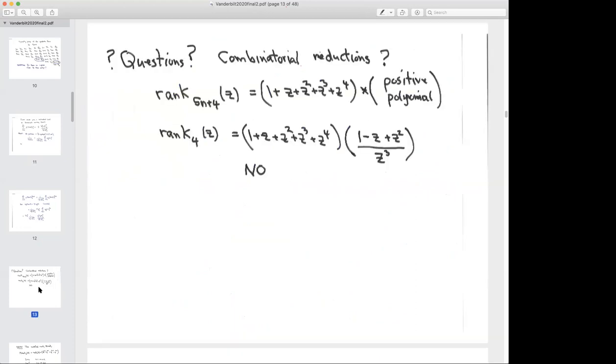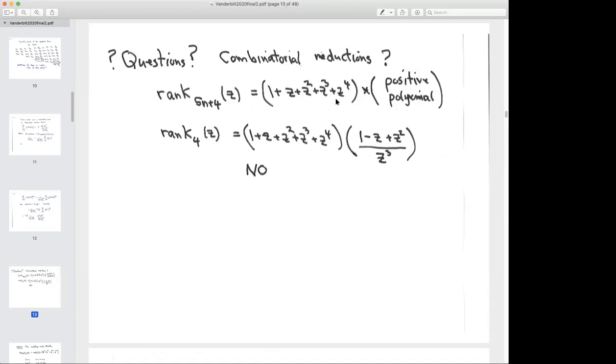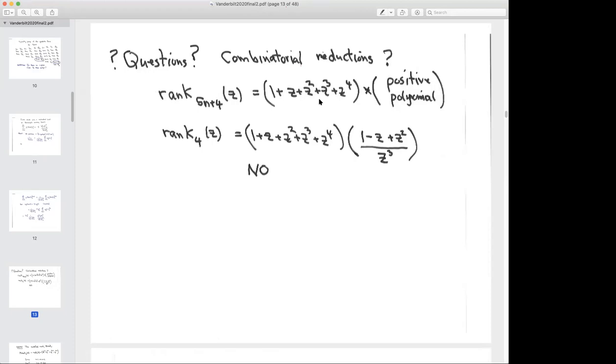Okay, is there a combinatorial reduction for these rank polynomials and crank polynomials? Is it true that when I put in a z, instead of getting a 5, I get this polynomial in z times something that's positive? I know I have to get this polynomial in z because if z is the 5th root of unity, I get 0. That's a factor. This is the irreducible polynomial. And the answer is no. Look at this. Even for rank 4, when I factor this, I get some negative coefficients here. It didn't work.